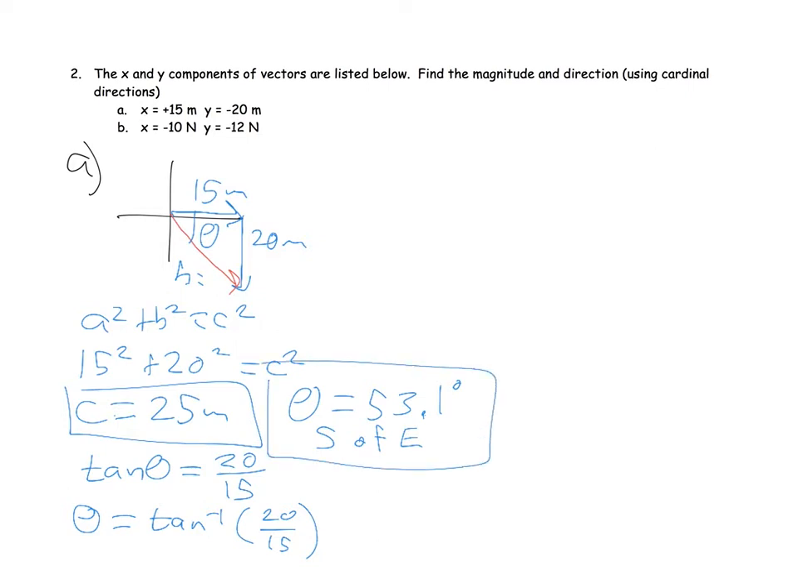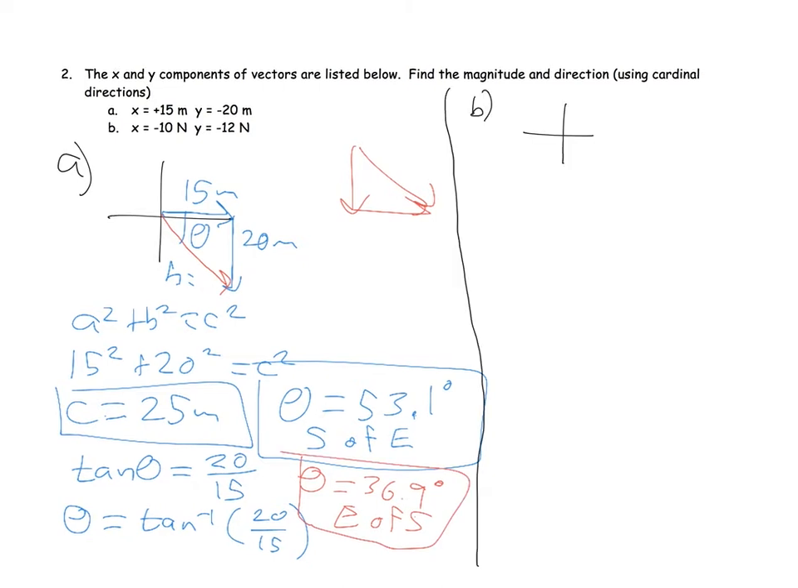Keep in mind, if you had drawn it the opposite way, if you had done your 20 first and then your 15, and your vector looked like that, that's perfectly acceptable. You would get a different angle though. You would end up getting 36.9 degrees, and then your direction would be east of south instead of south of east. So either answer is acceptable.